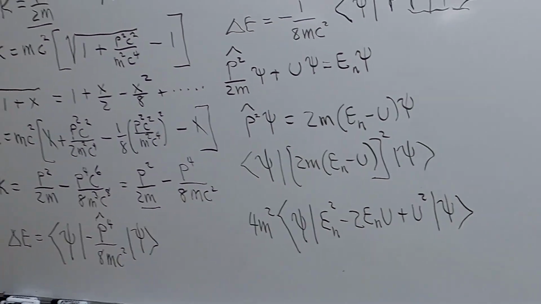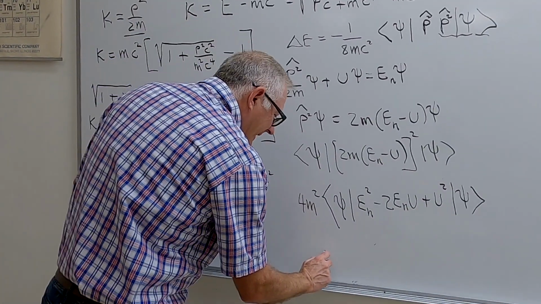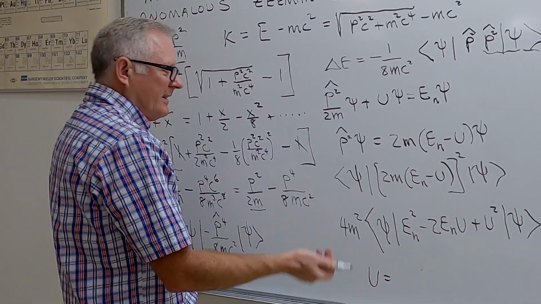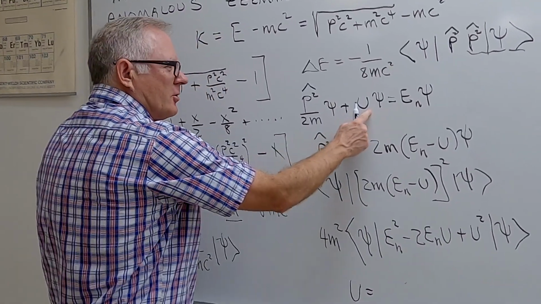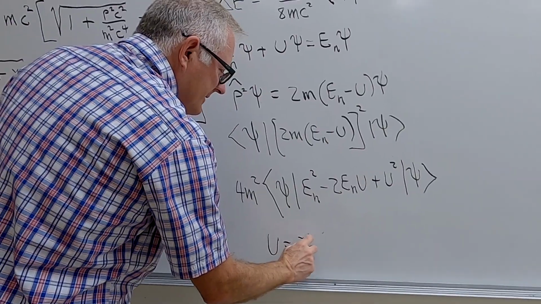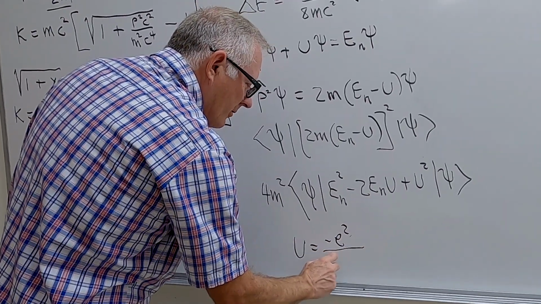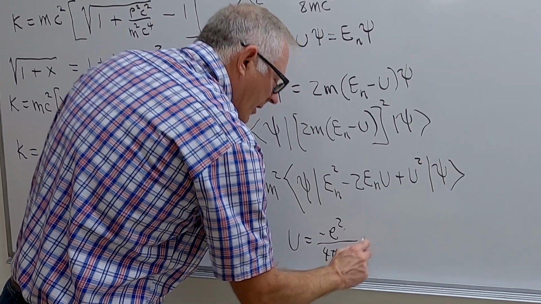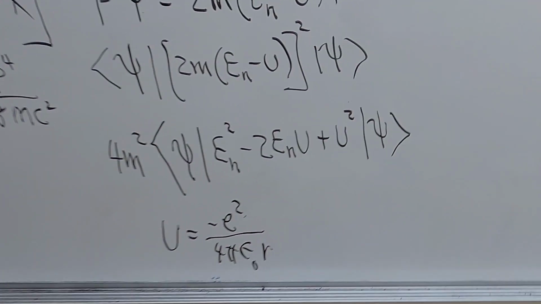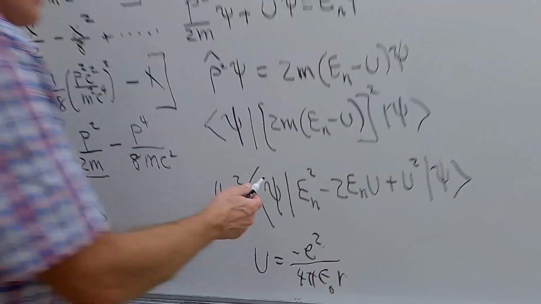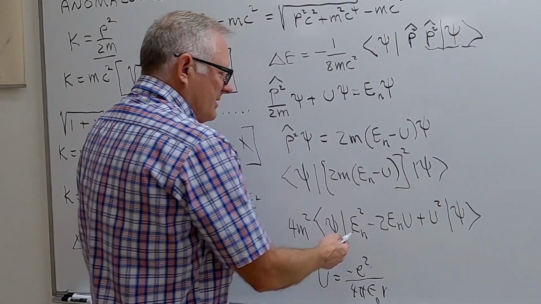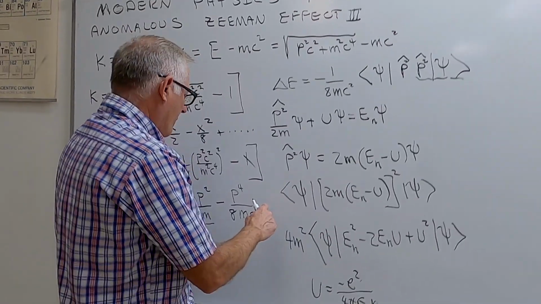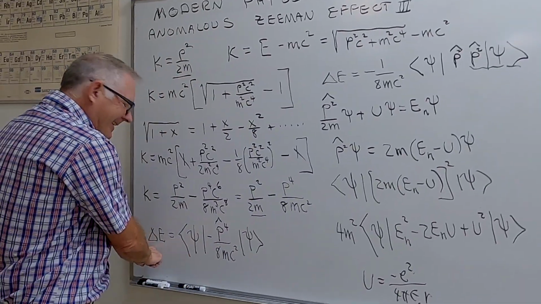Okay, remember we do know what u is. I don't want to plug it in quite yet, but u we know is just the potential between the proton and the electron. The potential right there was just our minus e squared all over 4 pi epsilon naught r. Okay, well, so let's just distribute this thing through. So this, remember what we're calculating here is my delta E.